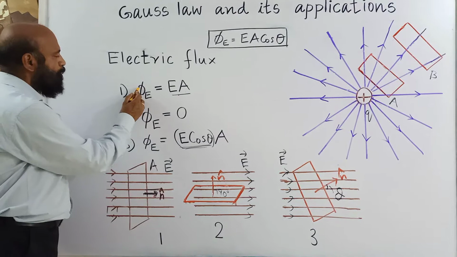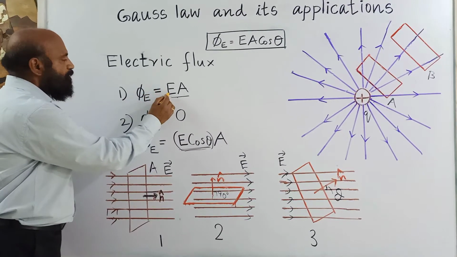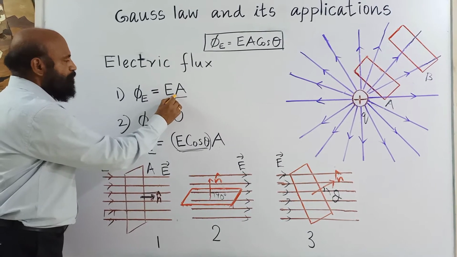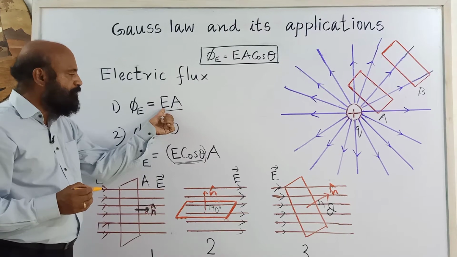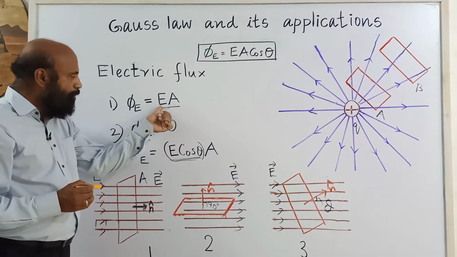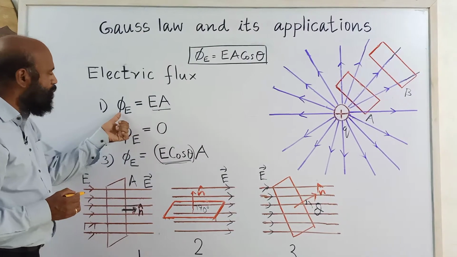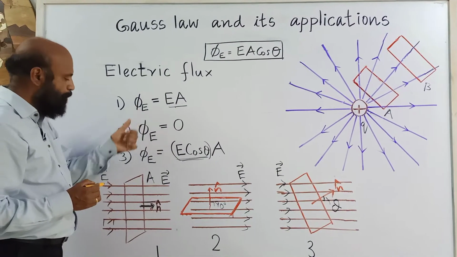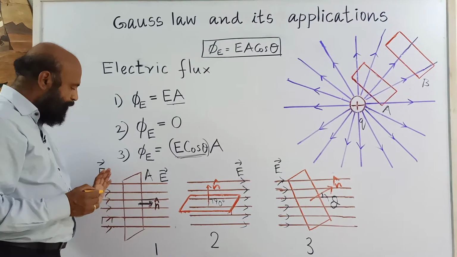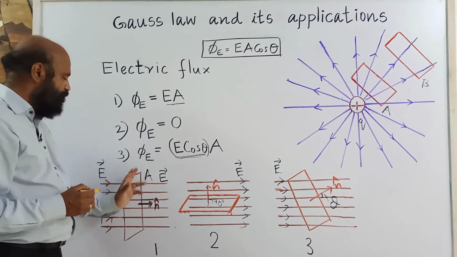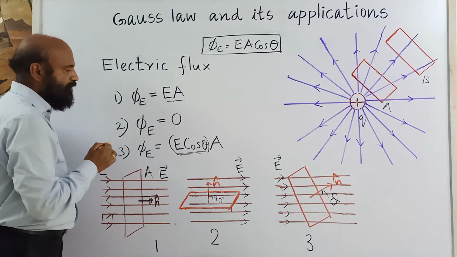So total flux is represented by this phi E is equal to E into A, where E is the electric field strength. That means number of lines passing through unit area. You multiply by the area, so you will get the total flux, electric flux passing through this area. Here flux is perpendicular to the area. So this phi is a Greek letter.